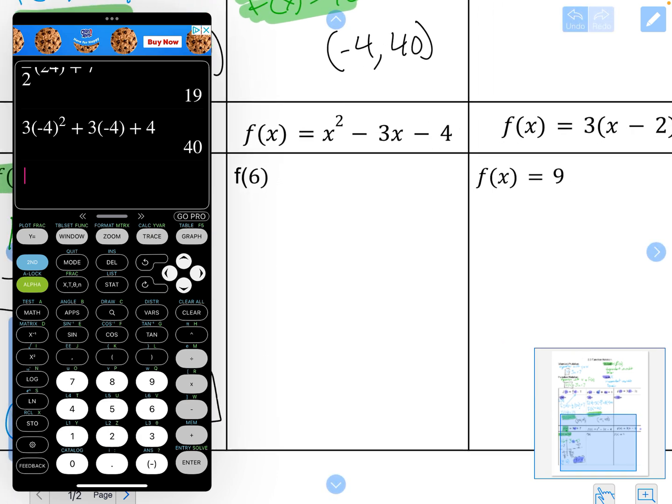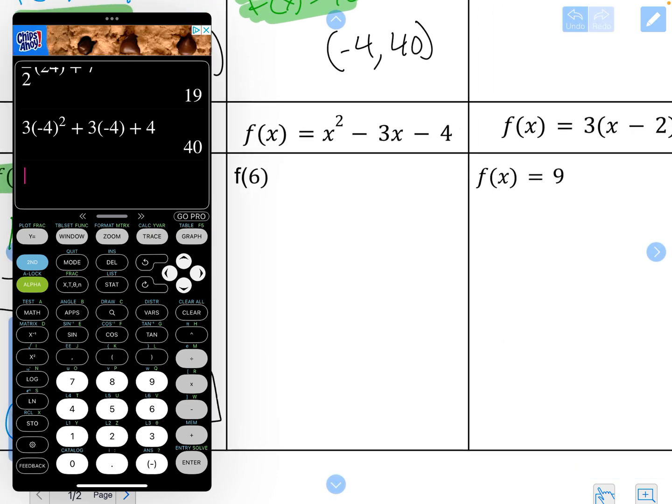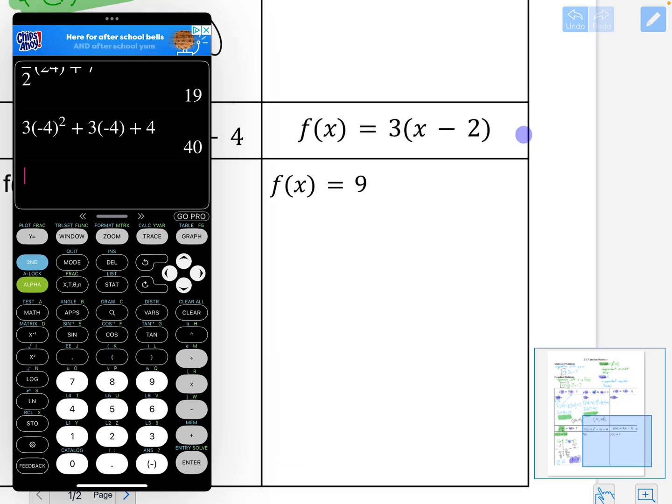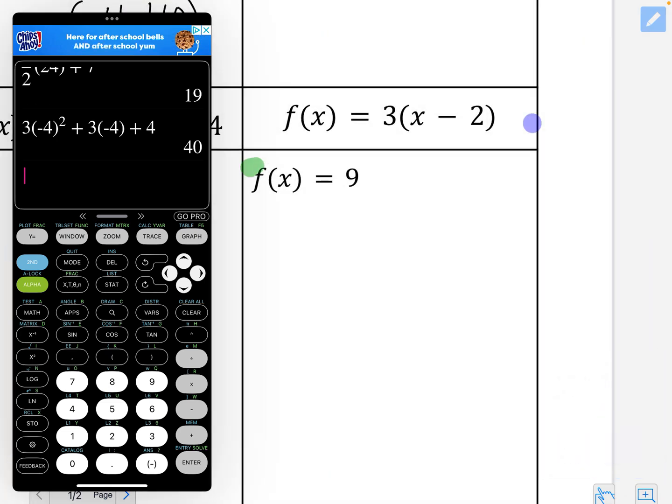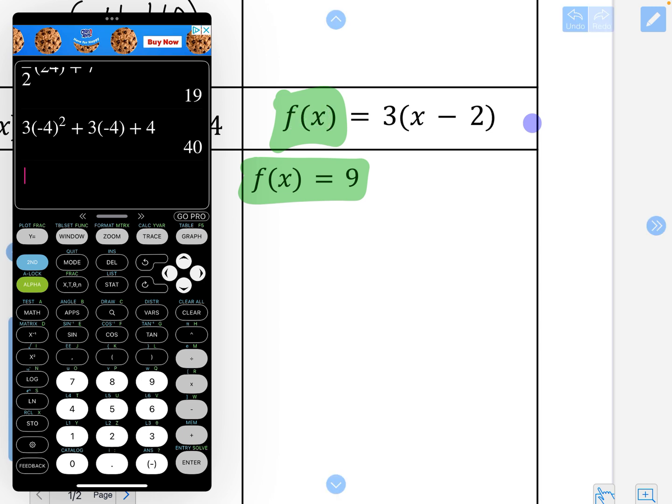All right, I want you to try this one on your own and check with your class notes. And then I also want you to try this one on your own, knowing that this is our output. And so we're going to replace our output while looking for our input.